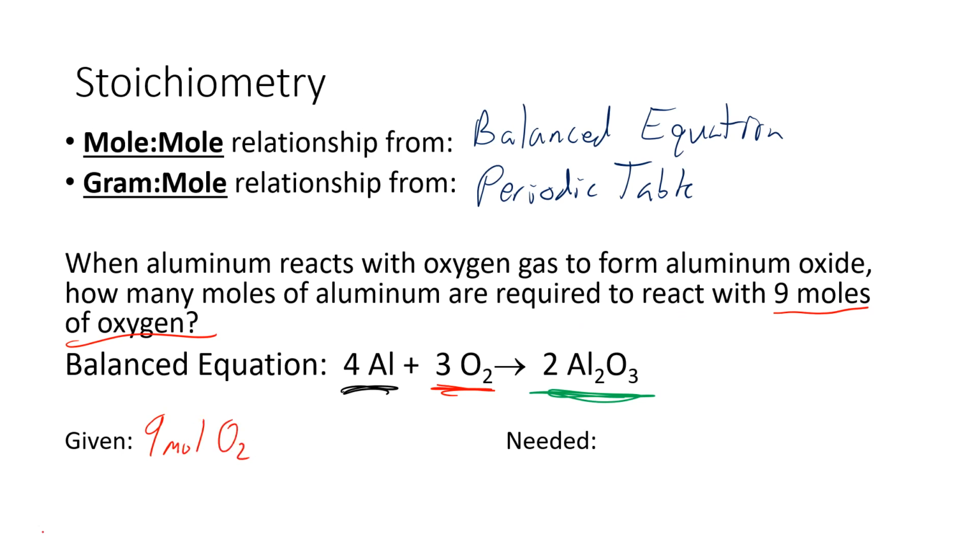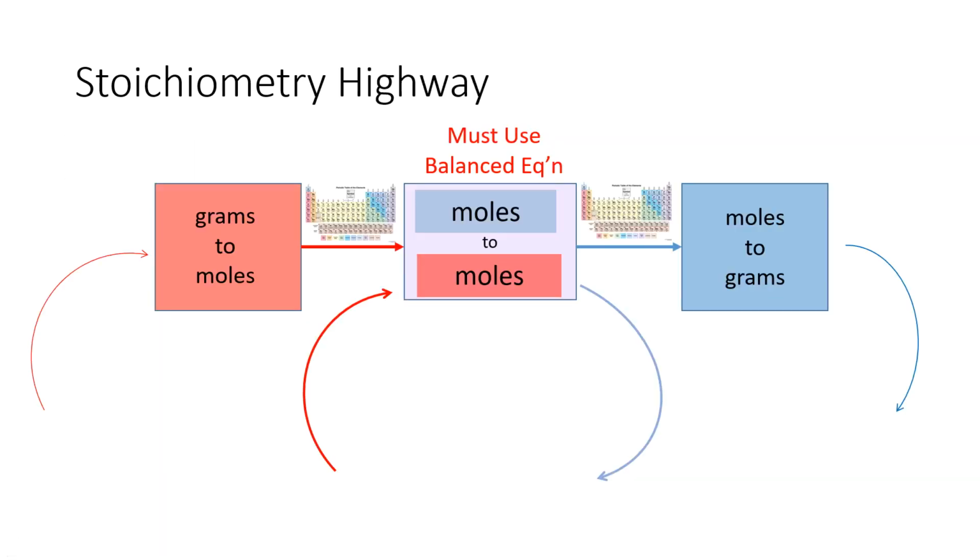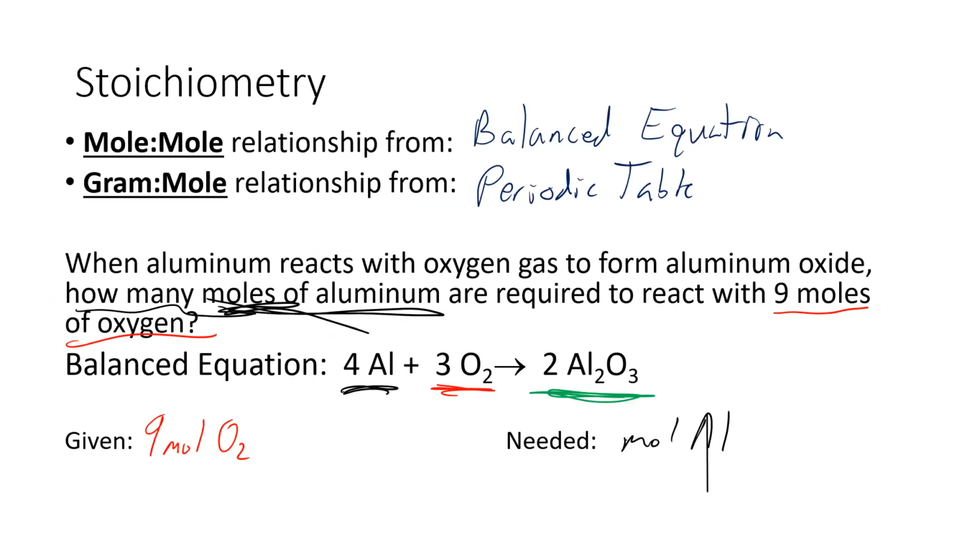And we need, where are we going? What's the how many? The how many is moles of aluminum, right? So how many moles of aluminum? So we need moles of aluminum. As you could probably tell, in this situation we're starting with moles of oxygen and we're going to moles of aluminum. This is going to be a one-step process where we just need the balanced equation. If we had grams involved, we would need the periodic table, and it would be more than one step. But since it's moles, we only need one step.